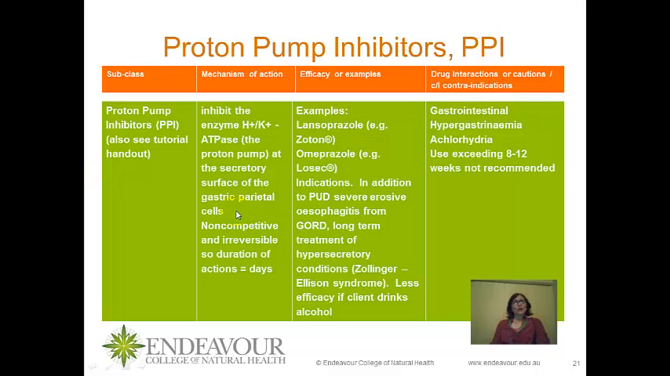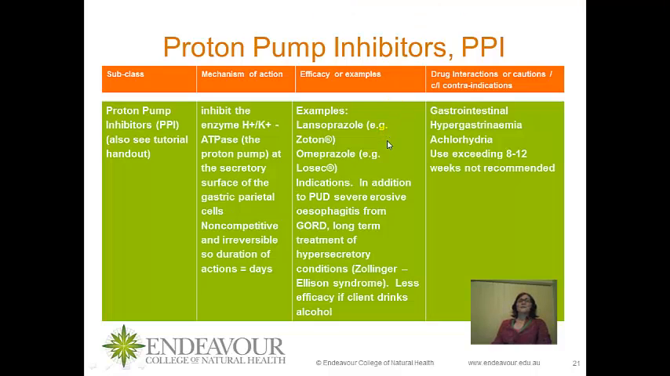The drugs, the PPIs, those that end in AZOLE, but more importantly it tends to be PRAZOLE, a common ending, are non-competitive, but they do bind irreversibly to that ATPase, the proton pump, and their duration of action can last days. We'll see the advantage of this then is that you don't need constant dosing, that it can be a regime of dosing of 1 day only.